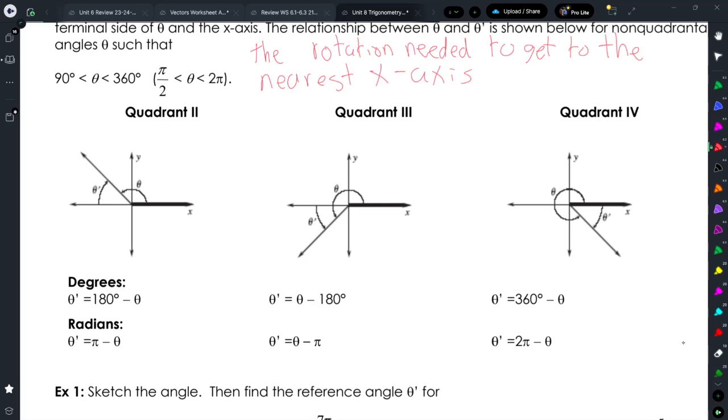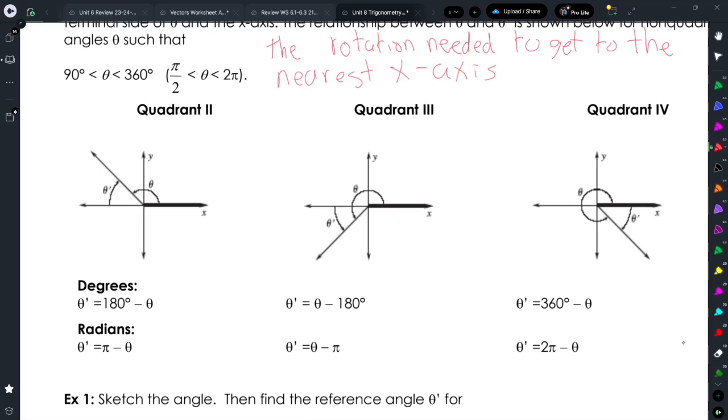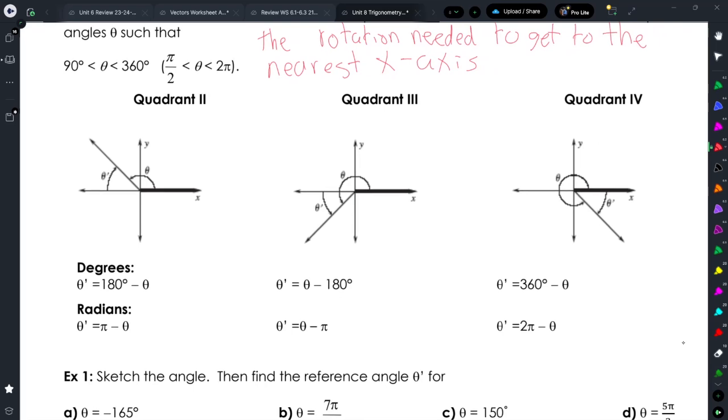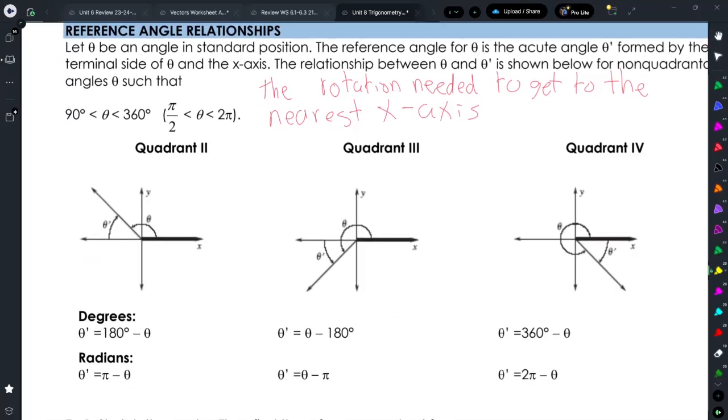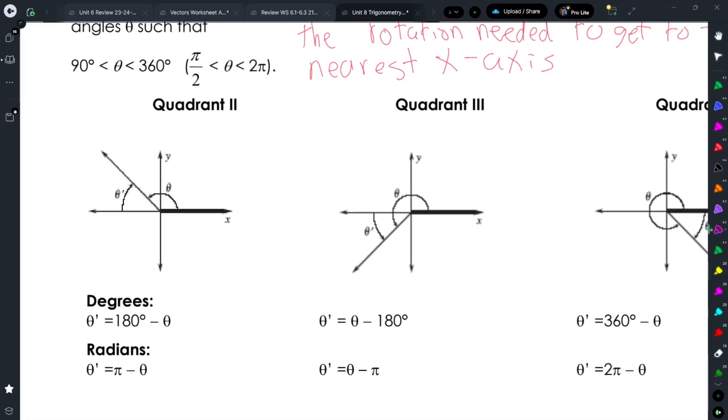So if we look at an angle in quadrant 2, and you may ask, what about quadrant 1? Well, in quadrant 1, the reference angle is that angle itself. So like the reference angle for 44 degrees is 44 degrees because it's the acute angle in quadrant 1. But if your angle is in quadrant 2, like 130 degrees or 3 pi over 4, our reference angle is how much rotation do we need to touch the x-axis right here. That is your reference angle.